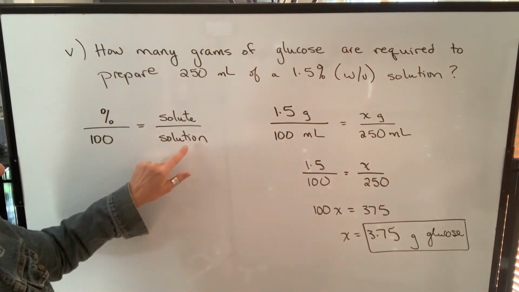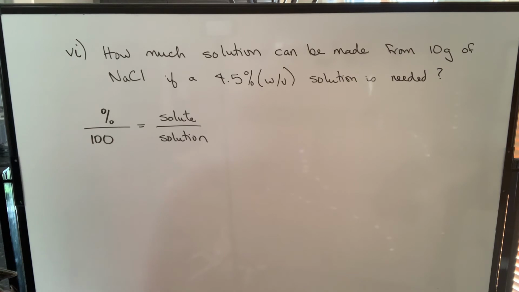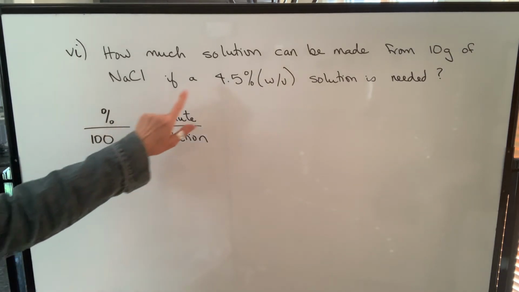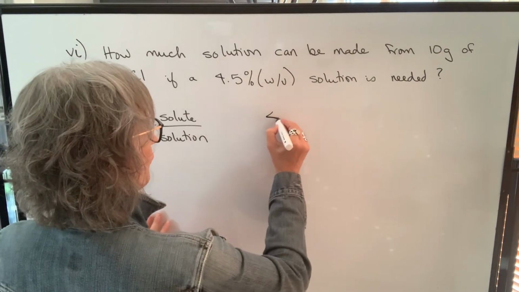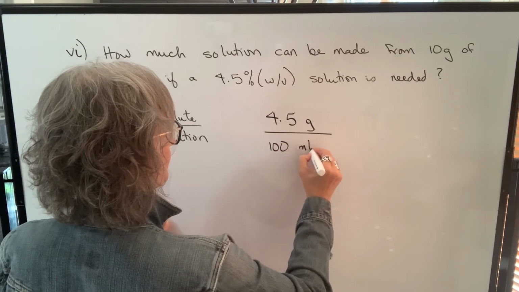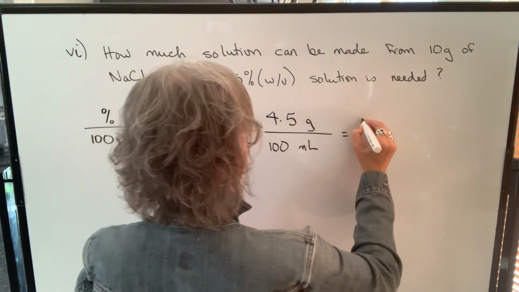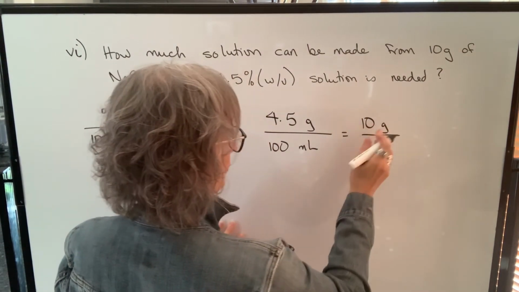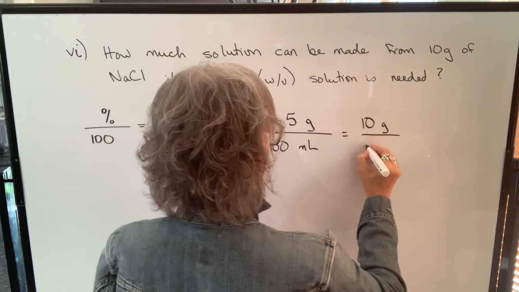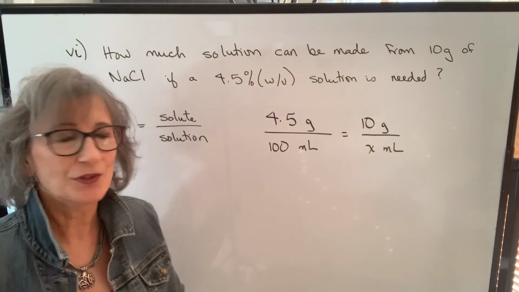Let's try one where we're finding the amount of solution that can be made when we know the amount of solute. How much solution can be made from 10 grams of sodium chloride if a 4.5% weight per volume solution is needed? Percent, we know 4.5. What that means is that we have 4.5 grams of solute in 100 milliliters of solution. We're working with 10 grams of solute, a little more than double. And what we want to find is how many milliliters of solution can we make. So we know it's going to be a little more than double.